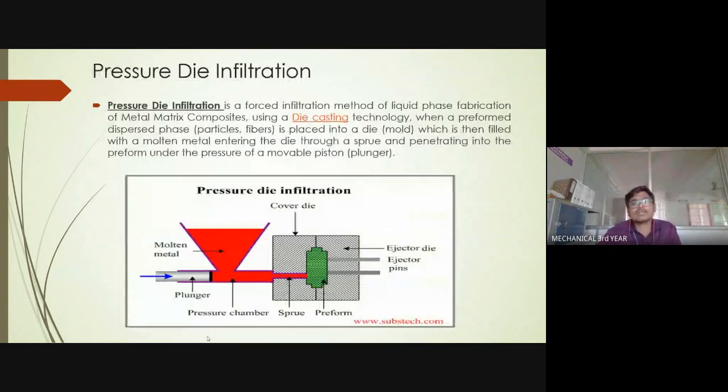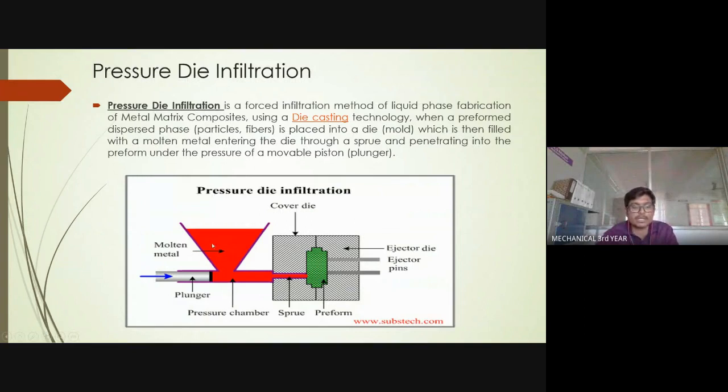The pressure die infiltration is a force infiltration method of liquid phase fabrication of metal matrix composites using die casting technology. A preformed dispersed phase is placed into a die, which is then filled with molten metal entering the die through a sprue and penetrating into the preform under the pressure of the movable piston. Okay, so here we have a molten metal in a hopper.